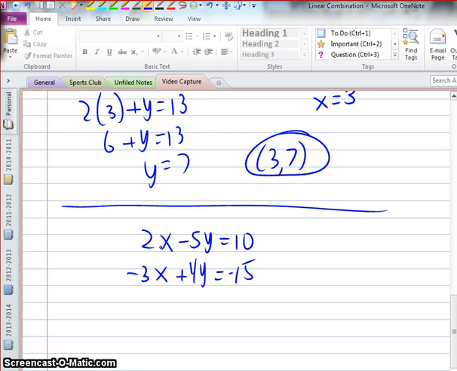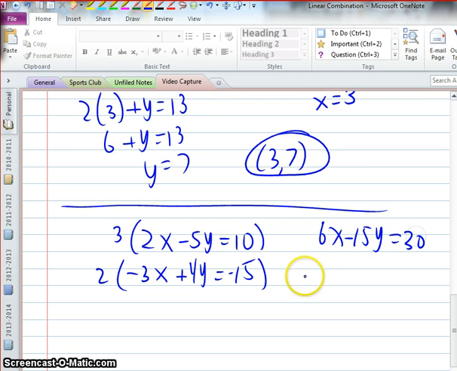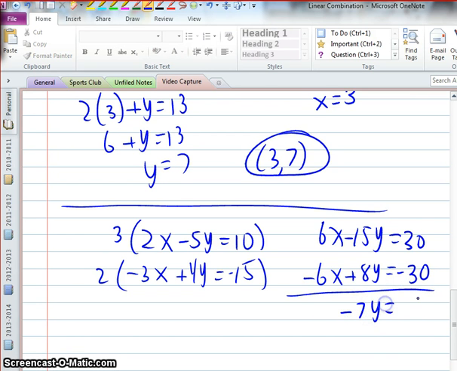And so what I'm looking for is the least common multiple of 2 and 3, which is 6. So I'm going to multiply the first equation by 3 and the bottom equation by 2. And I'll get 6x minus 15y is equal to 30, and negative 6x plus 8y is equal to negative 30. Oh, whoops, sorry, my fault. Okay. So I get negative 7y is equal to 0, so that means y must equal 0.